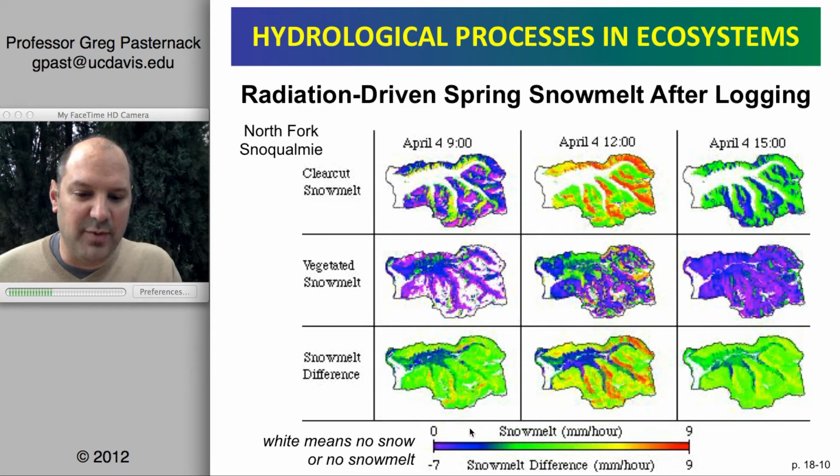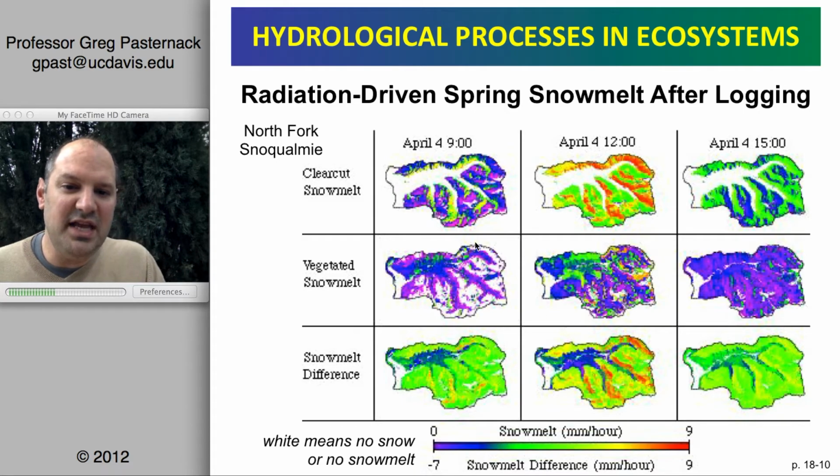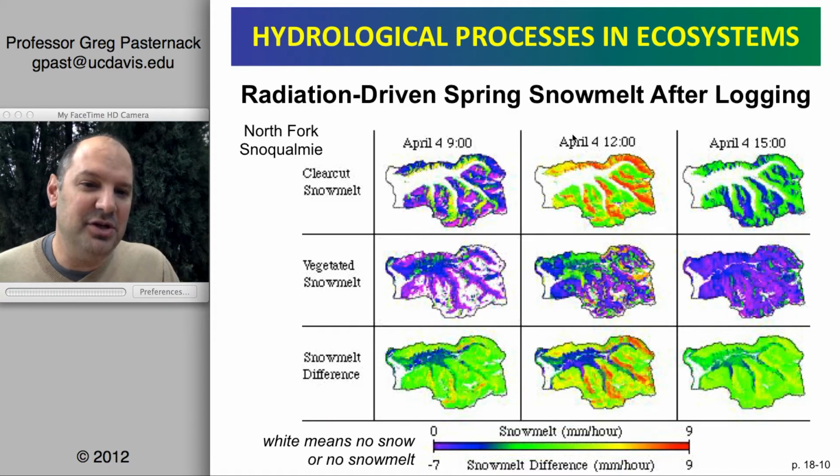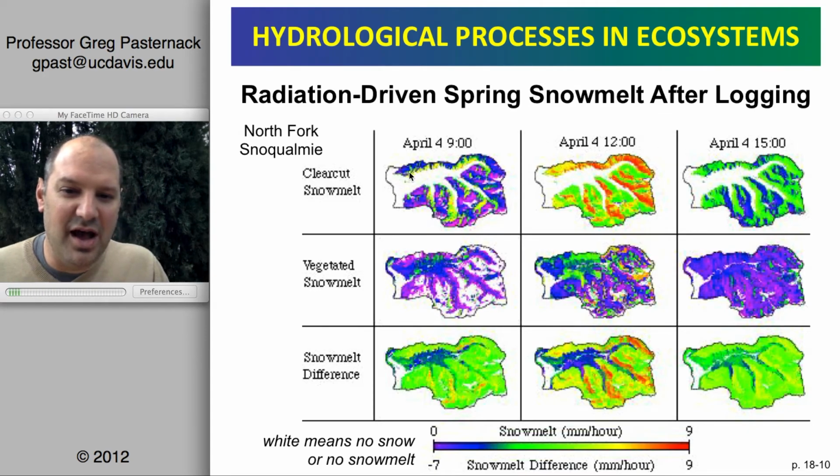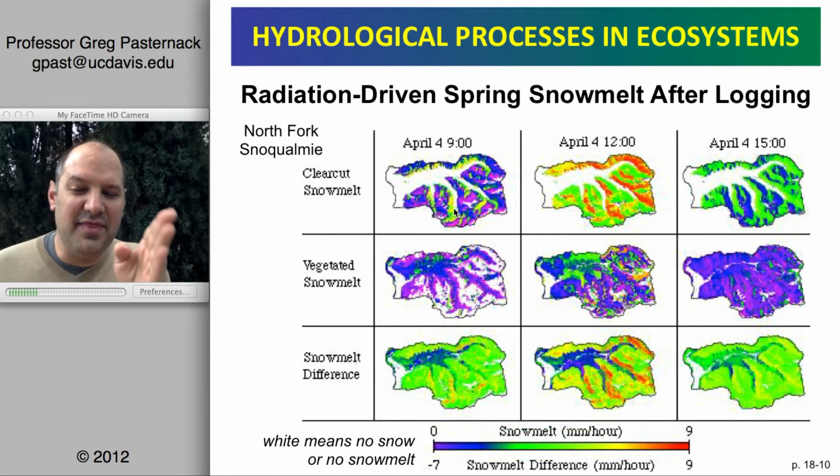The top is the rate of snowmelt, so for the top 6 maps, snowmelt goes from 0 to 9 millimeters per hour. For the bottom three maps, the snowmelt difference goes from -7 to +9 millimeters per hour. What you can see is that we're going through one day: 9 a.m., to noon, to 3 p.m. And where the white is, that is the bottom.